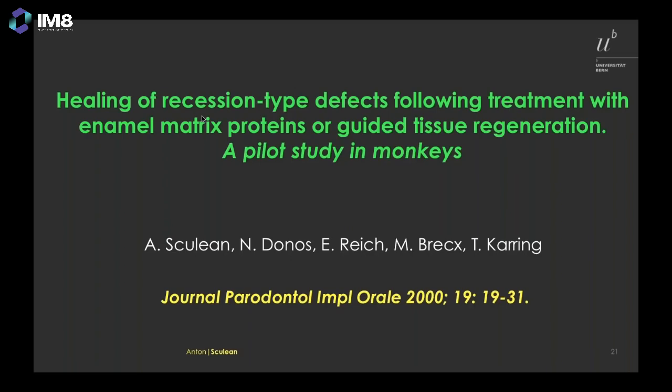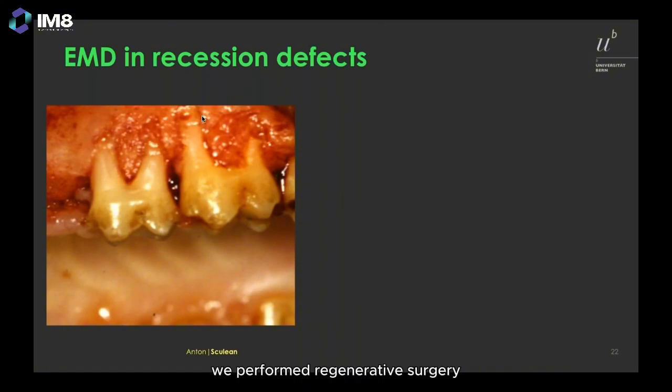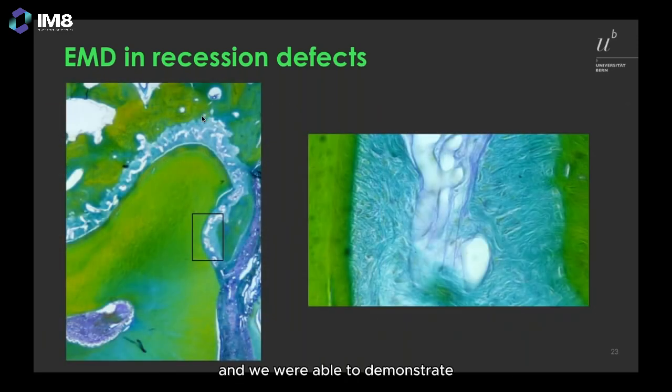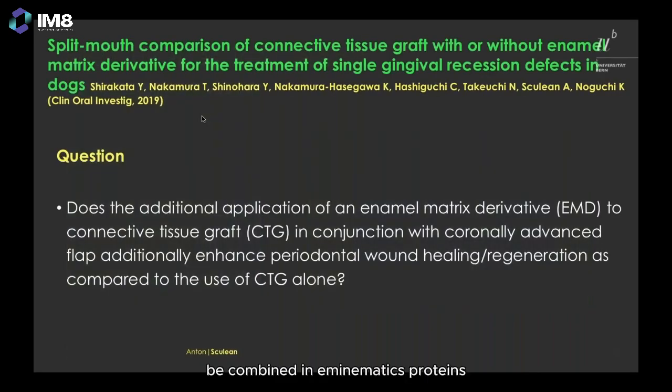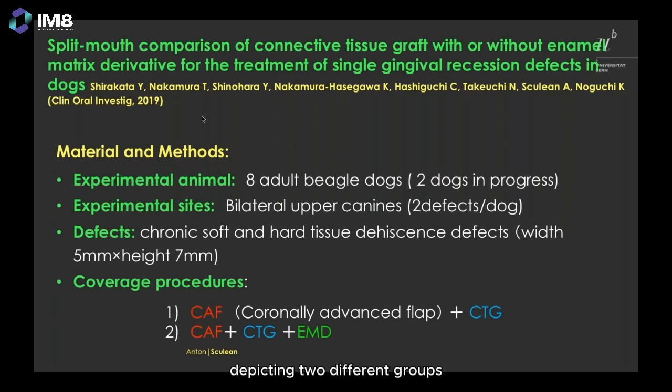And let me show you some biologic background, because I think this is very important to understand the philosophy. If we look at these cases, more than 20 years ago, we performed regenerative surgery in recession type defects using enamel matrix proteins, and we were able to demonstrate formation of periodontal ligament and root cementum on these surfaces. Later on, we combined enamel matrix proteins with connective tissue grafts in order to enhance wound stability and keratinization. And you can see here an animal study depicting two different groups, one test and one control. The control involved only the placement of a connective tissue graft, whereas the test also the placement of enamel matrix proteins.